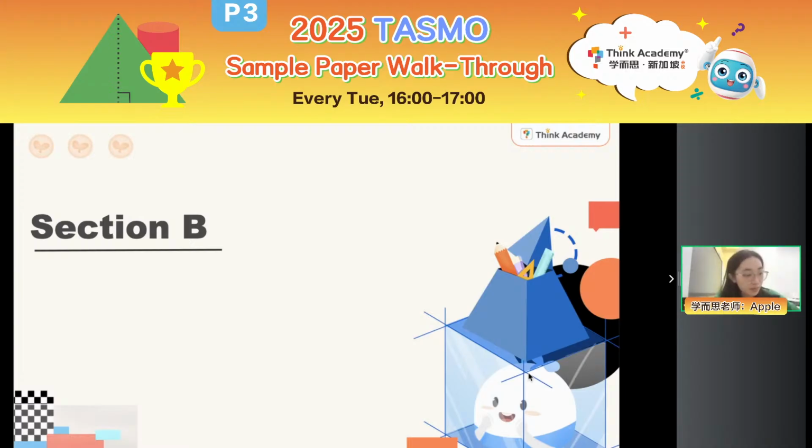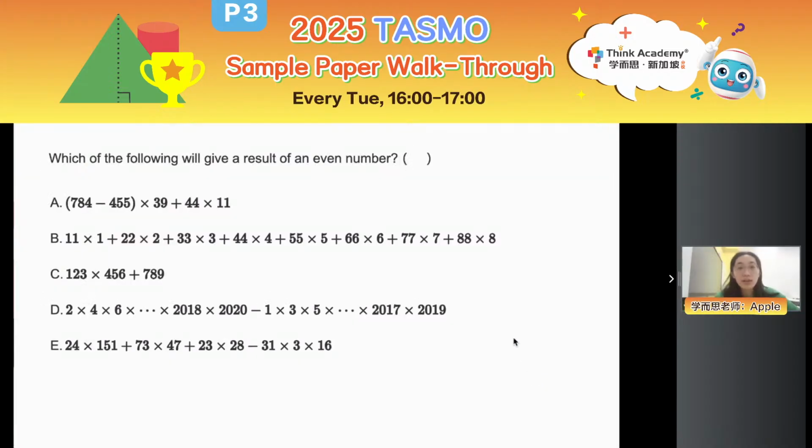Yeah, for section B. Well, here let's start from the first one. I think for the first one, it should be easy, right? What is your answer? Yeah, you can just type your answer in the chat box. Which of the following will give a result of an even number? What is it?